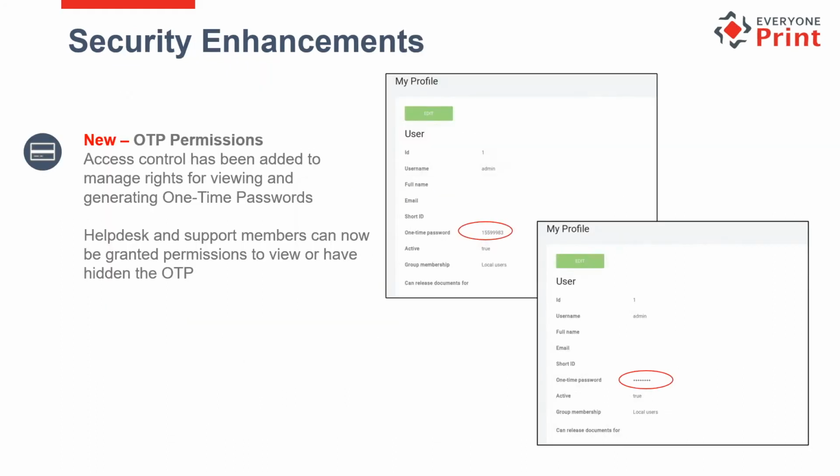The other area on access control and security around passwords is we've added some permissions for one-time passwords. So we've added an access control to give rights for viewing or generating one-time passwords. This can be used by help desk and support members who, if a user forgets their password or needs to re-log in at the MFP with a one-time password, this can be either viewed or not viewed depending on permissions, and there is also a permission to generate a new password or not, and that will be automatically emailed to the user.